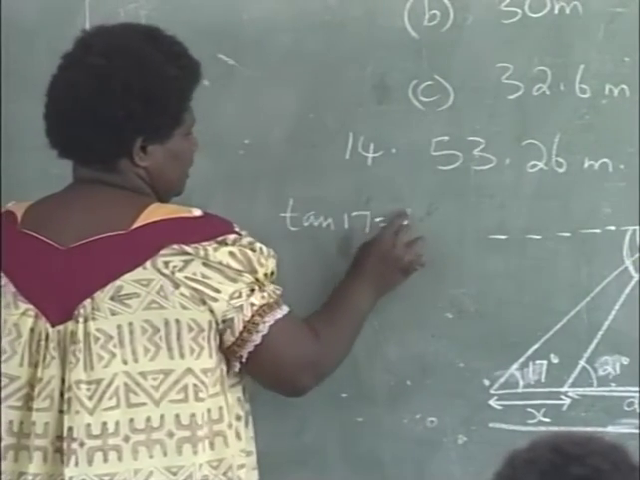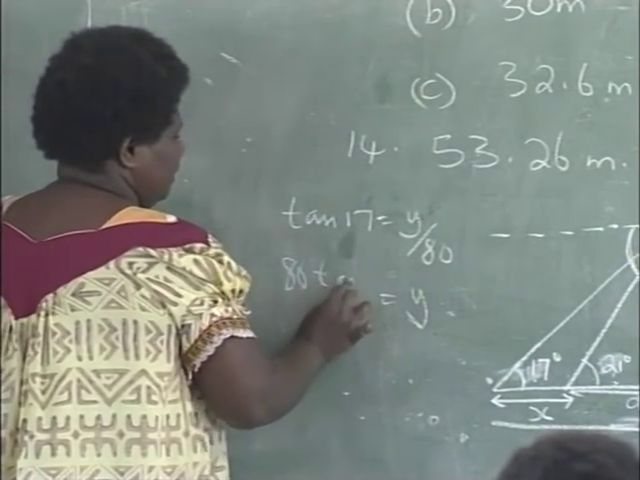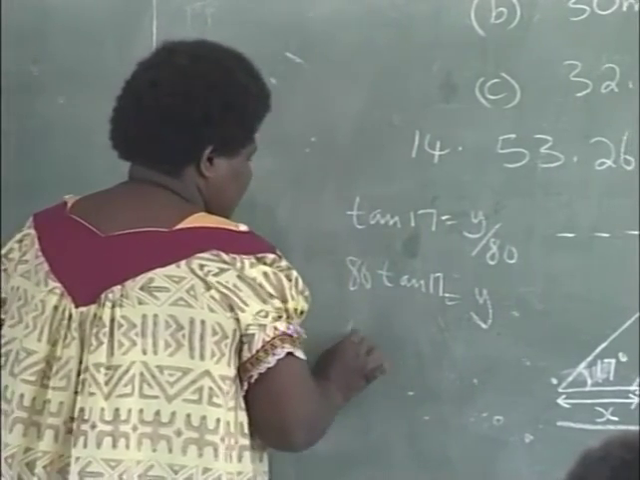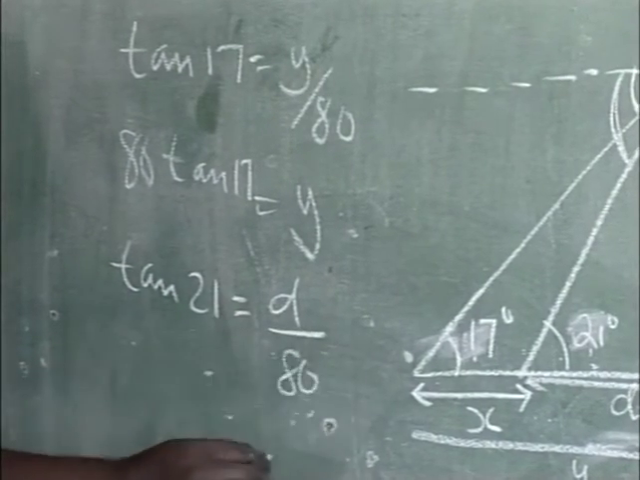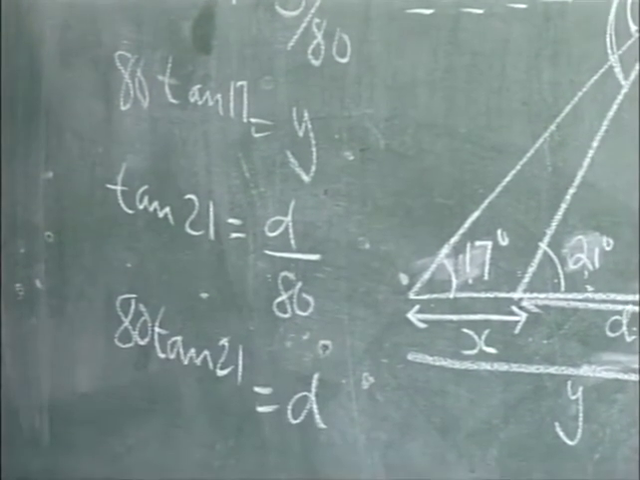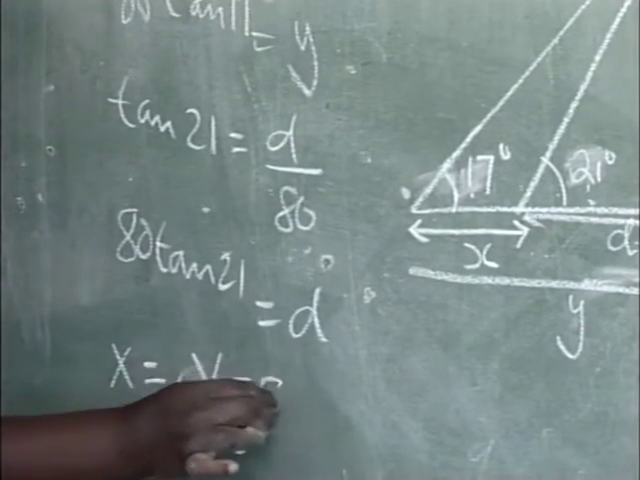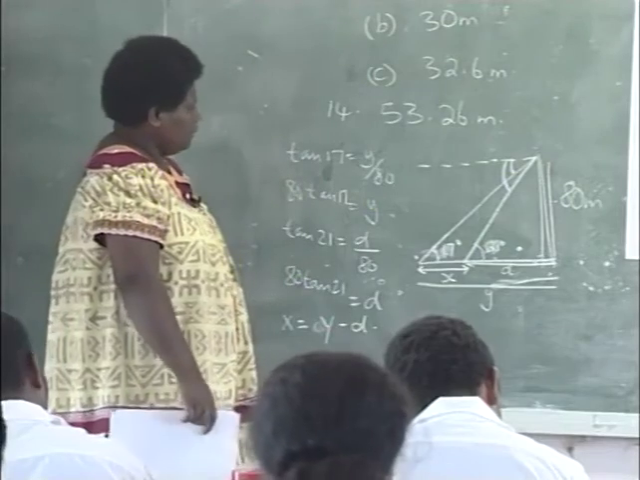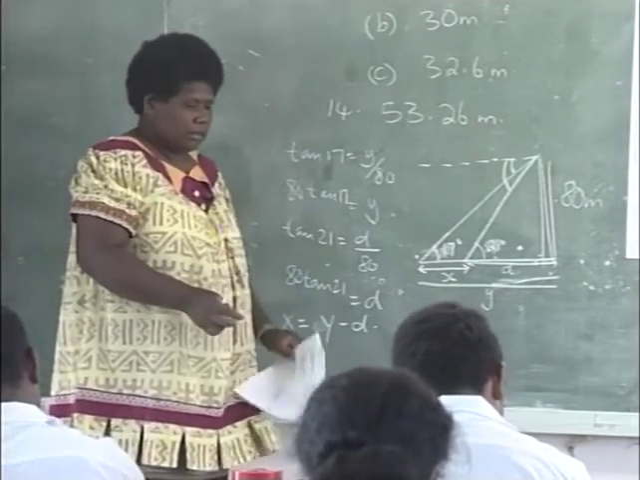So the first thing you need to do to find Y, you will have to say tan 17 degrees is equal to Y over 80, and Y is equal to 80 multiplied by tan 17 degrees. Then you have to find D. Tan 21 degrees is equal to D over 80, and D is equal to 80 tan 21, and then you subtract: X is equal to Y minus D. Okay, so you should get this answer here if you subtract correctly. Is it clear now?